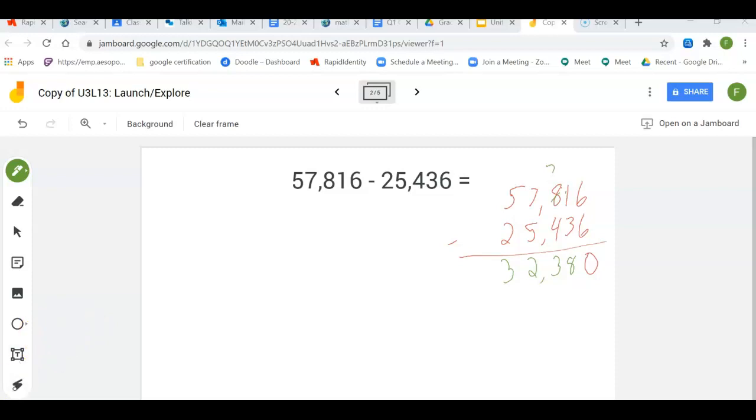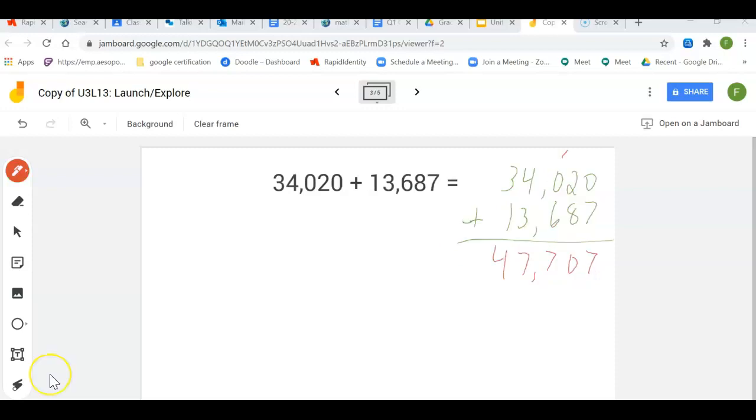So double check your work. If you need to make corrections on yours, go ahead and make your corrections. And I've also used the standard algorithm to go in and solve that. The last one here, 34,020 plus 13,687. And you'll see that there was some regrouping that took place, only one set. So the tens place value needed to be regrouped. And you see one group of 100 was added to the hundreds column.